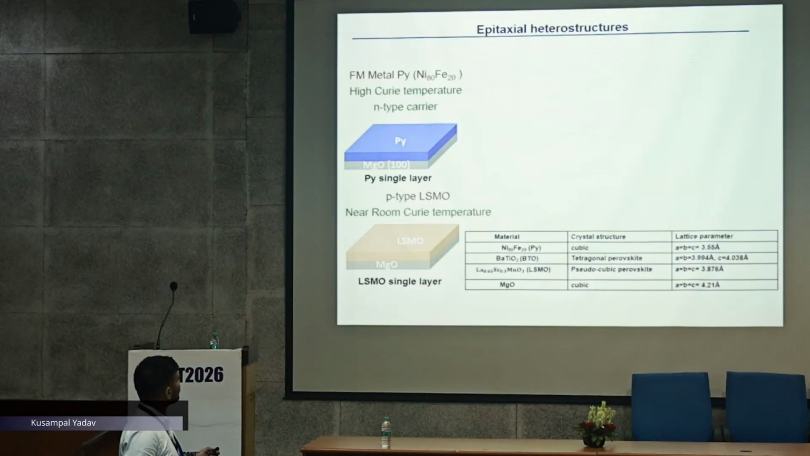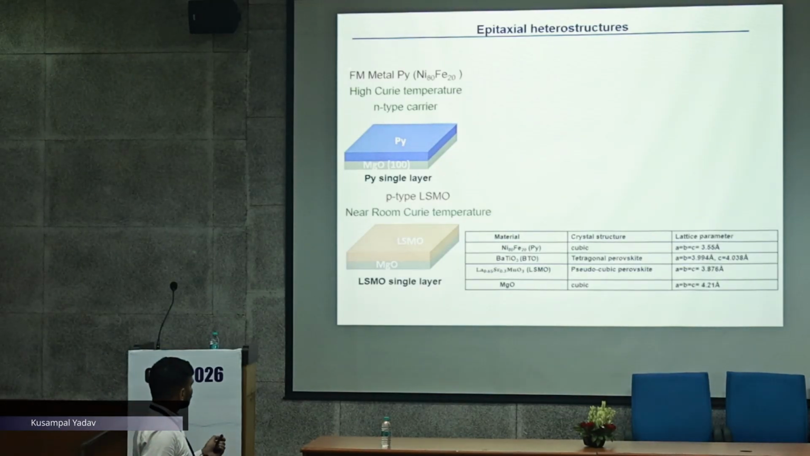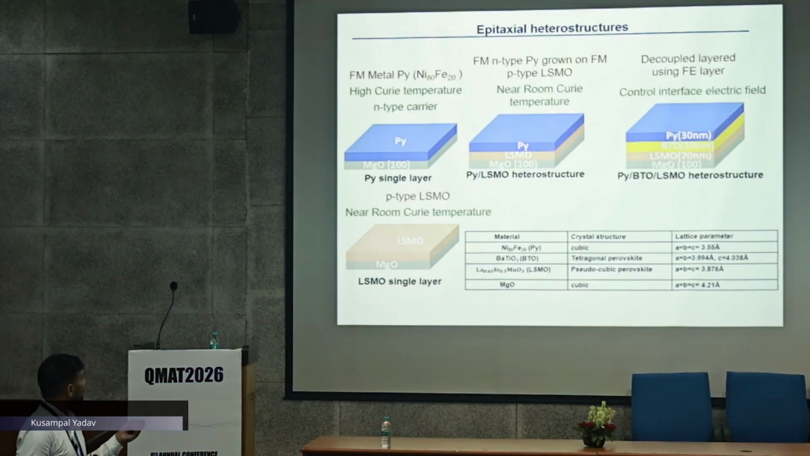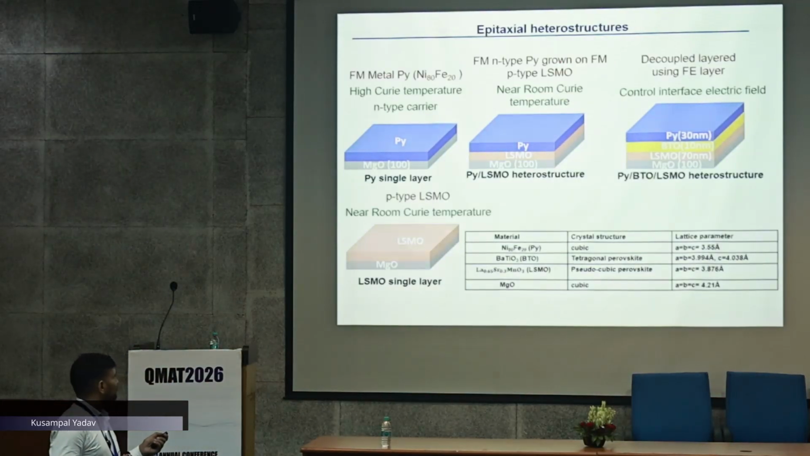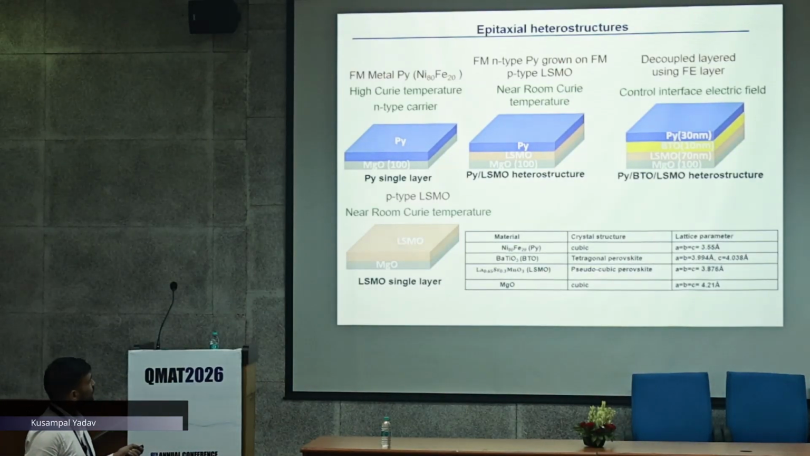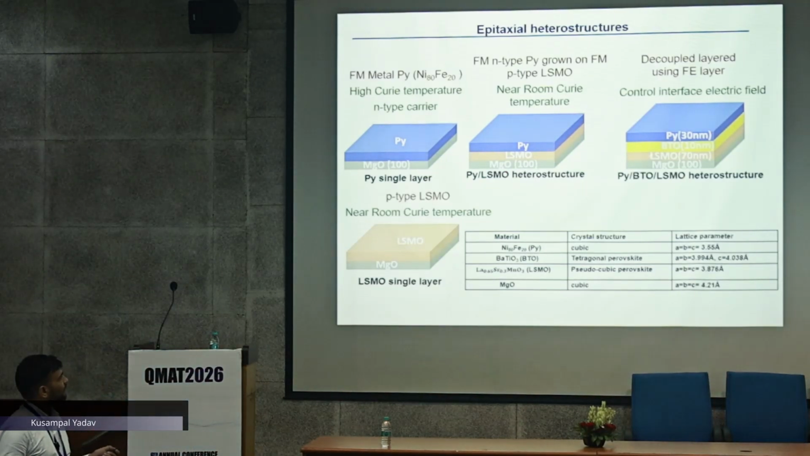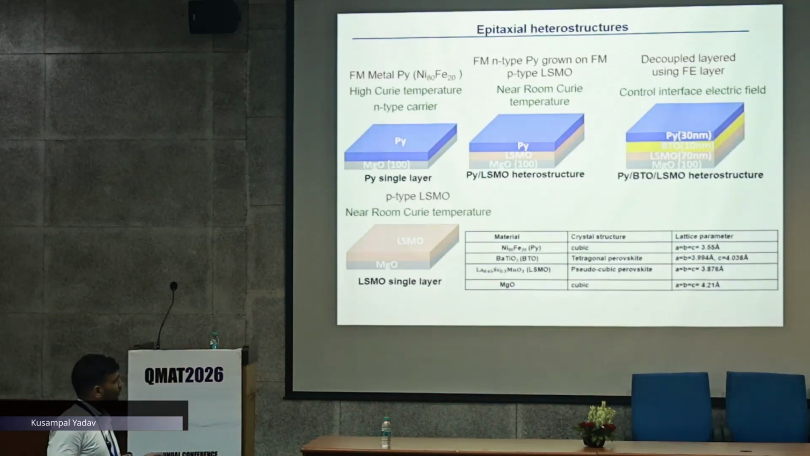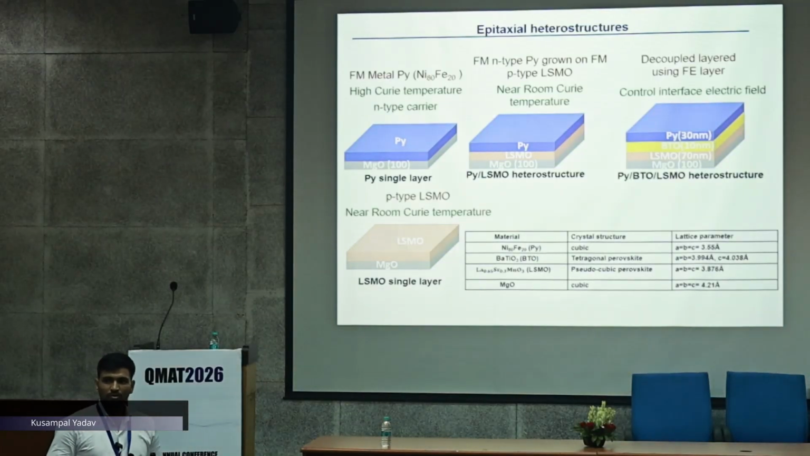In the structures that I have grown, initially I have taken permalloy, which has n-type carriers, and grown it on LSMO, which has p-type carriers. When we grow permalloy on top of LSMO, there can be an interface electric field that can tune this anomalous Hall effect. Then we have decoupled these with a ferroelectric BTO layer. The reason for choosing all this is that they also have a close lattice mismatch, so we can epitaxially grow all the heterostructures.